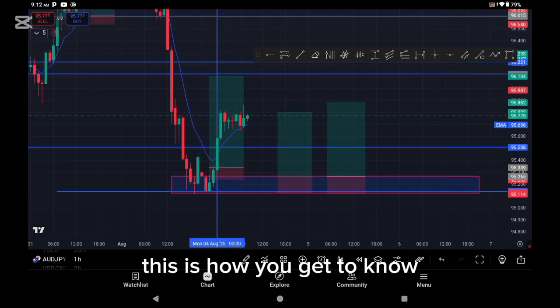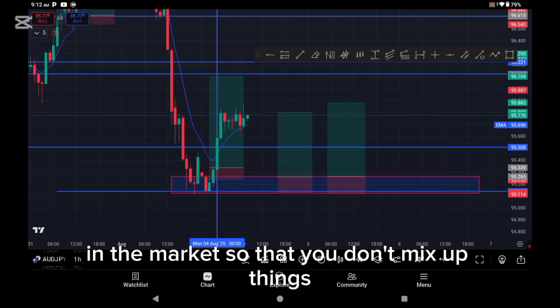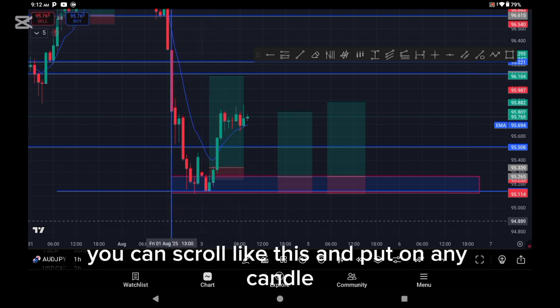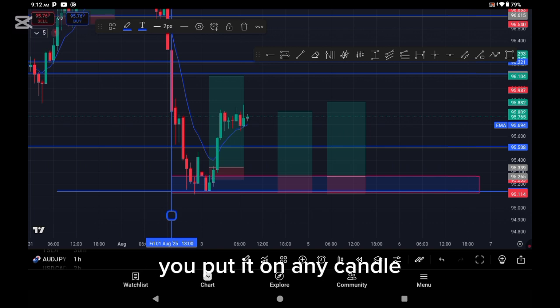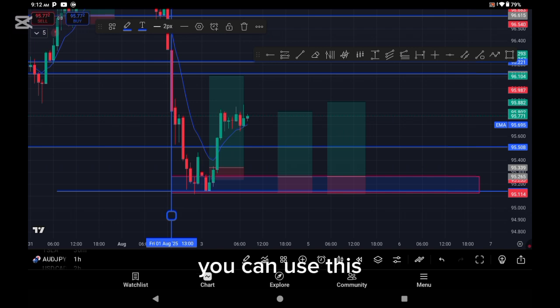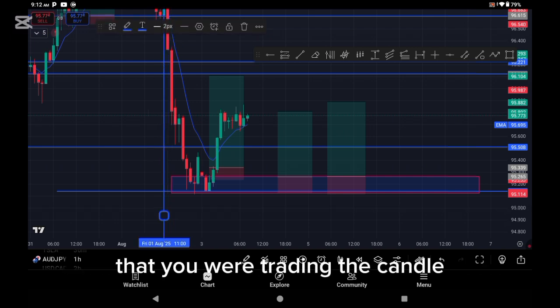So this is how you get to know the time you are trading in your country in the market, so that you don't mix up things. Please don't mix up things. So if I put it here, you can scroll like this and put it on any candle and you will know the time. It will even show you the date. Even on your backtesting, you can use this. It will show you the particular time and date that you are trading the candle.